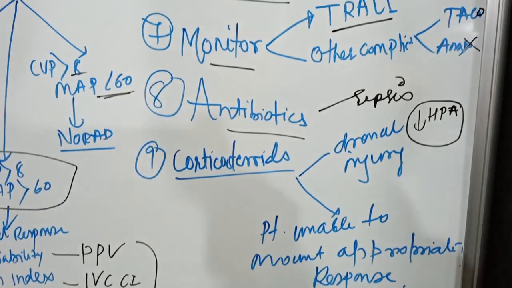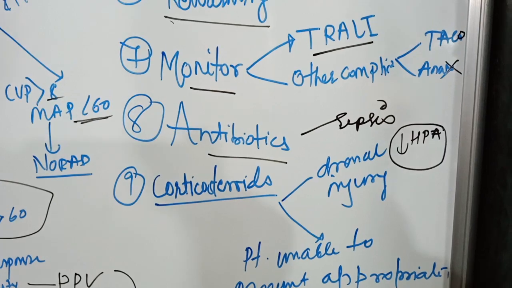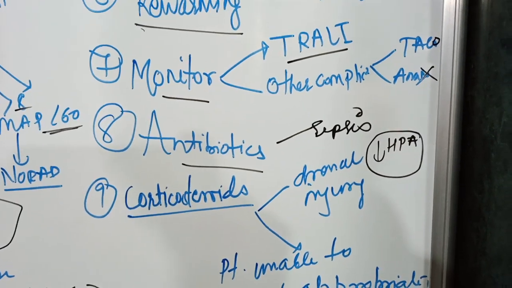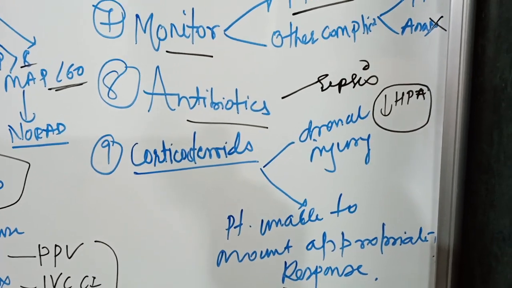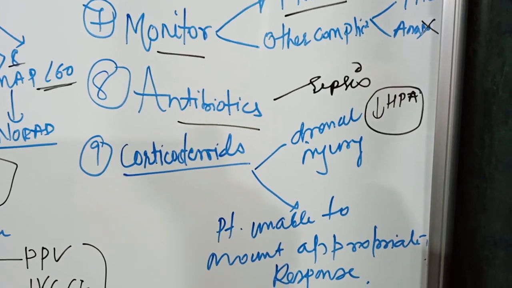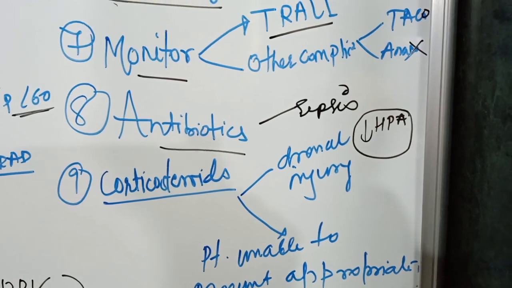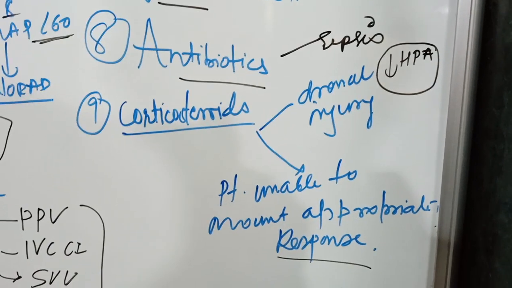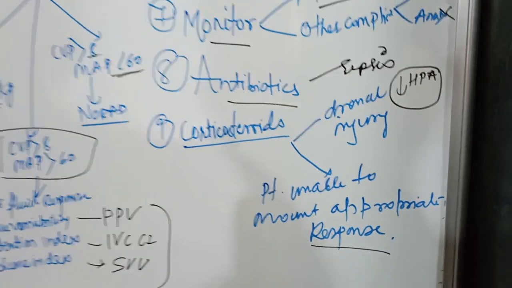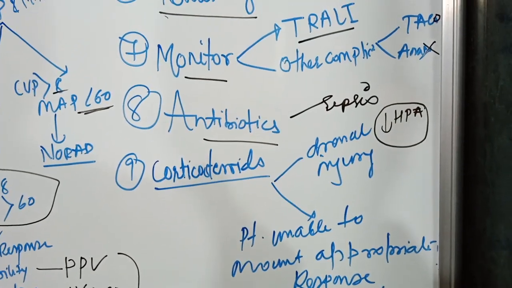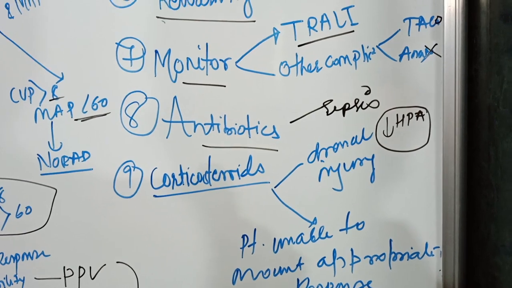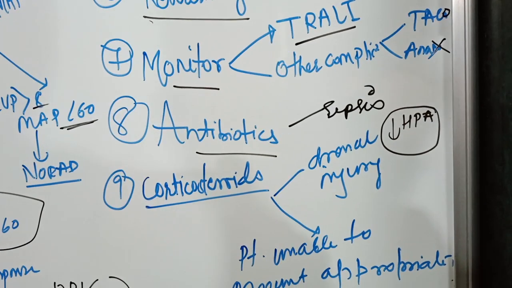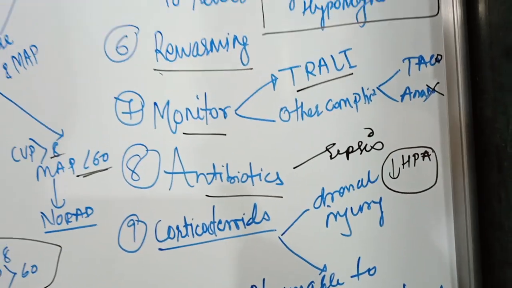Antibiotics: whenever there is sepsis, there are chances of septic shock or hypovolemia, hypothermia, so we must give antibiotics as and when needed. Corticosteroids: whenever there is no response, or HPA is suppressed, or adrenal injury is there, or the patient is not responding to all other measures, we must try hydrocortisone or other corticosteroids. Mostly we give hydrocortisone 50 milligram 6 hourly. Thank you.